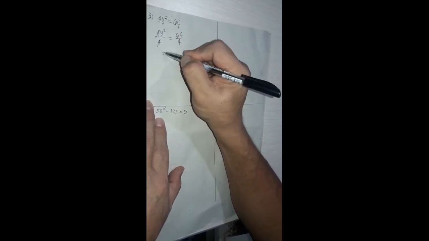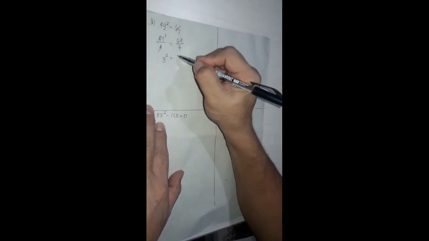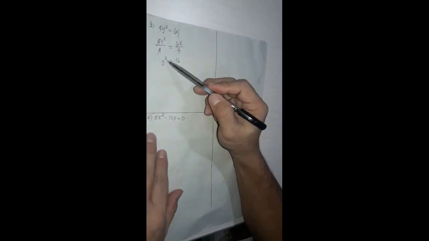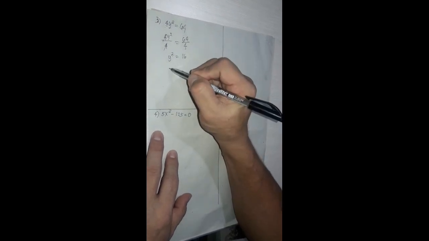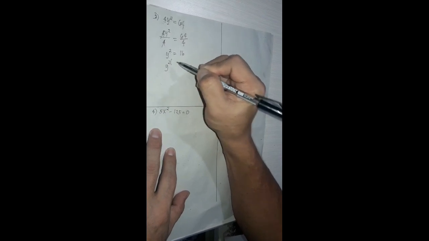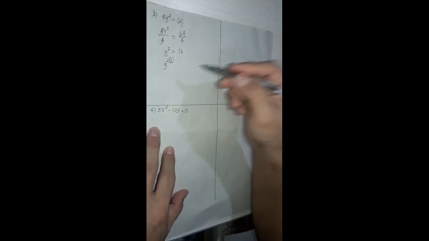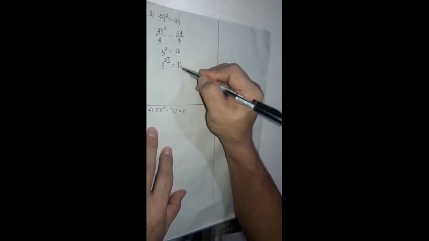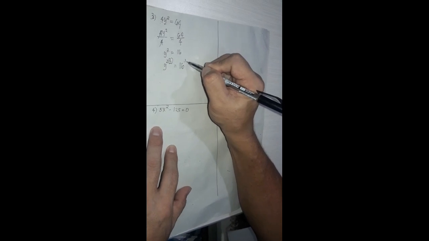So y squared equals 64 divided by 4, which is 16. Then, eliminating also the exponent 2, y is raised to 2. In order to eliminate the exponent, multiply it by its reciprocal, and the reciprocal of 2 is 1/2, equals 16. Then, 1/2 is added to the left side of the equation. Then, we also add 1/2 to the right side of the equation.